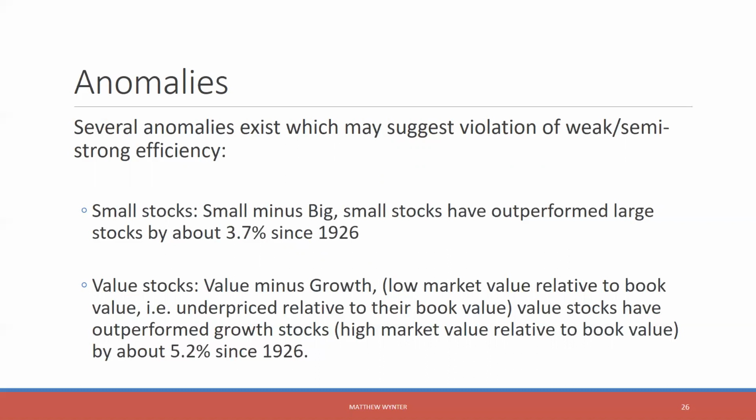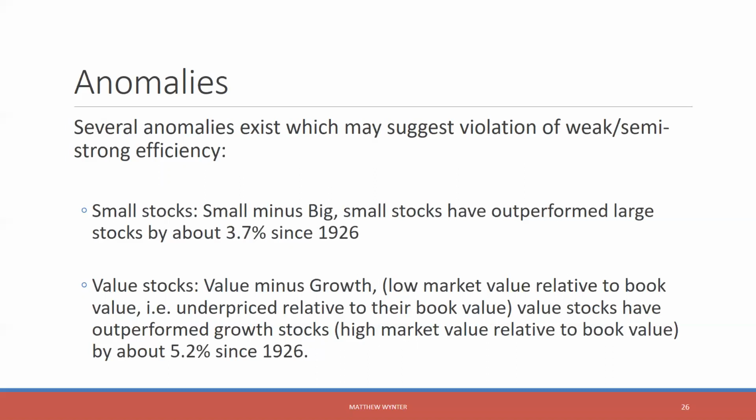The first anomaly is small minus big. Small stocks have outperformed big stocks by around 3.5% on an annual basis since 1926. Our second anomaly is going to be value minus growth. Oftentimes in valuation, you'll hear people refer to a market to book ratio or a book to market ratio. So let's take a look at value minus growth.